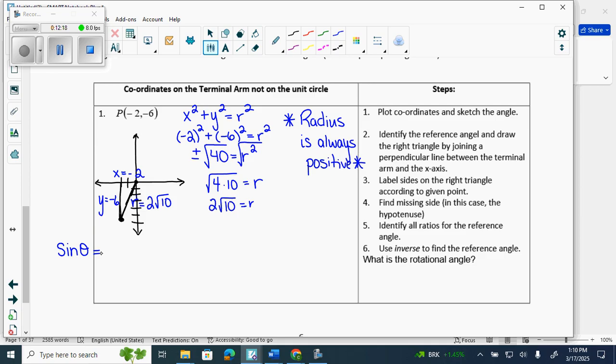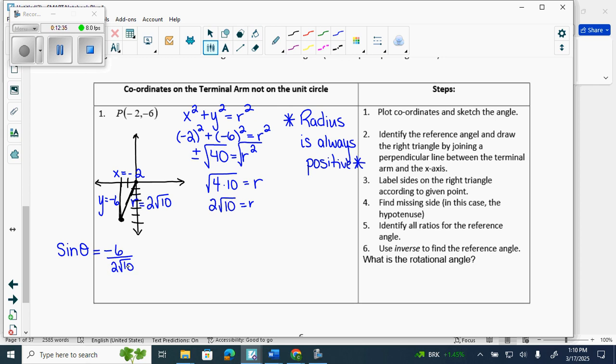Sine theta. Some people put sign your Xbox. You don't want to sign it. You won't bring it in. We want to sign your resume. So we're going to get y, which is negative 6, over r, which is 2 root 10.